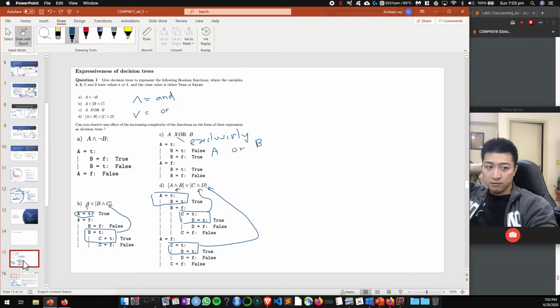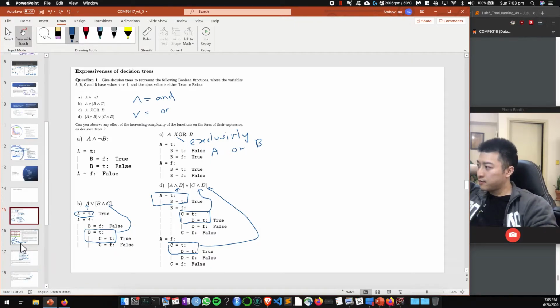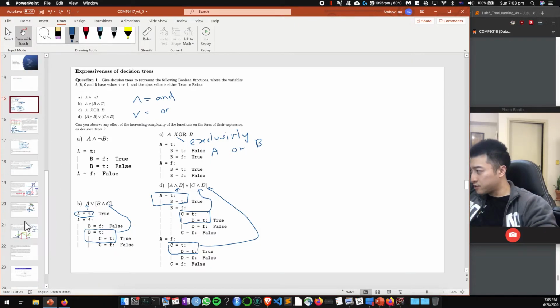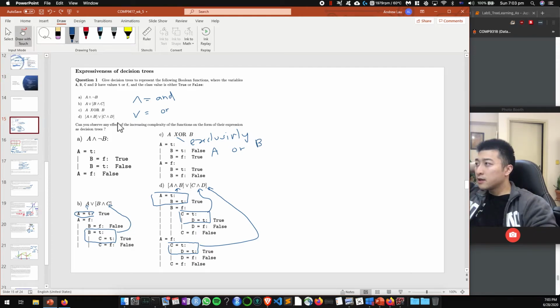All right, so I should probably get cracking. Let's move along to the tutorial questions. Now, what is this? Okay, so effectively, we've got a bunch of Boolean statements, and we are trying to represent these as decision trees.